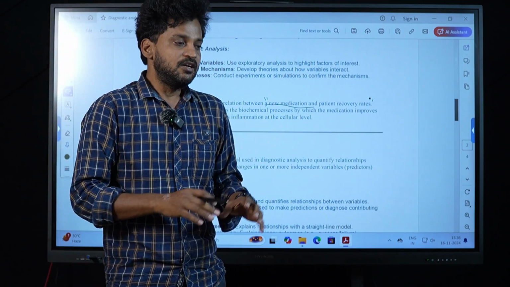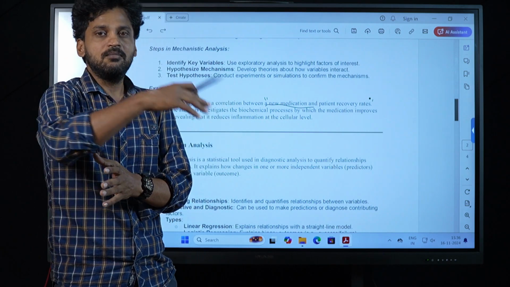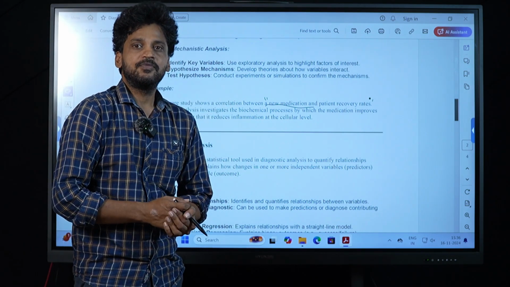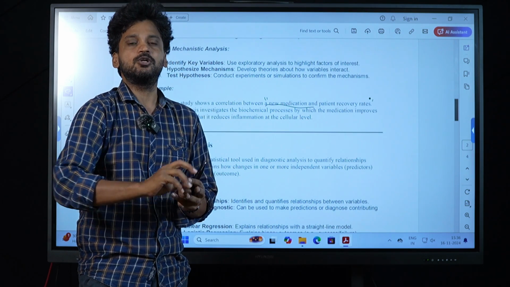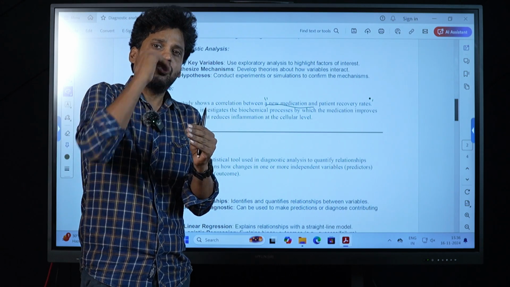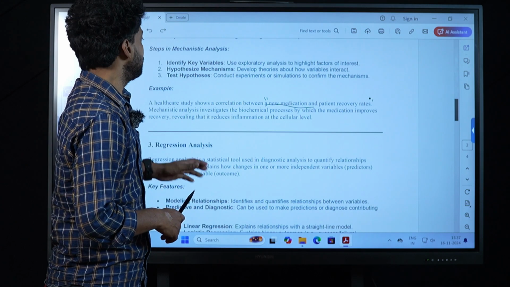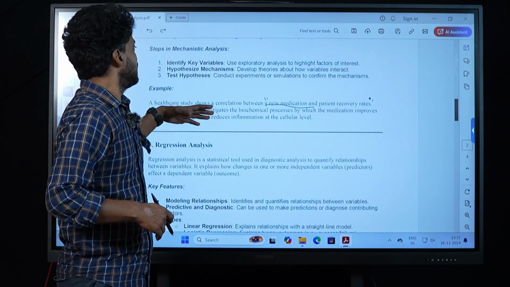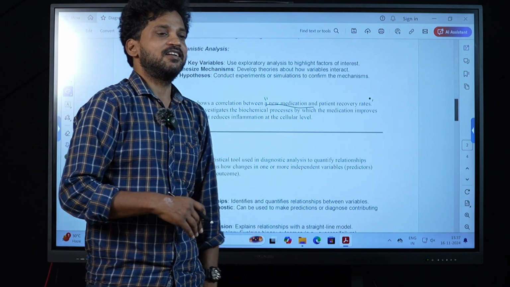Now the thing is, when you use this medicine to overcome COVID, rather, for curing COVID, for providing the best possible cure for COVID, how quickly a patient will be able to recover. This is going to be mechanistic analysis.